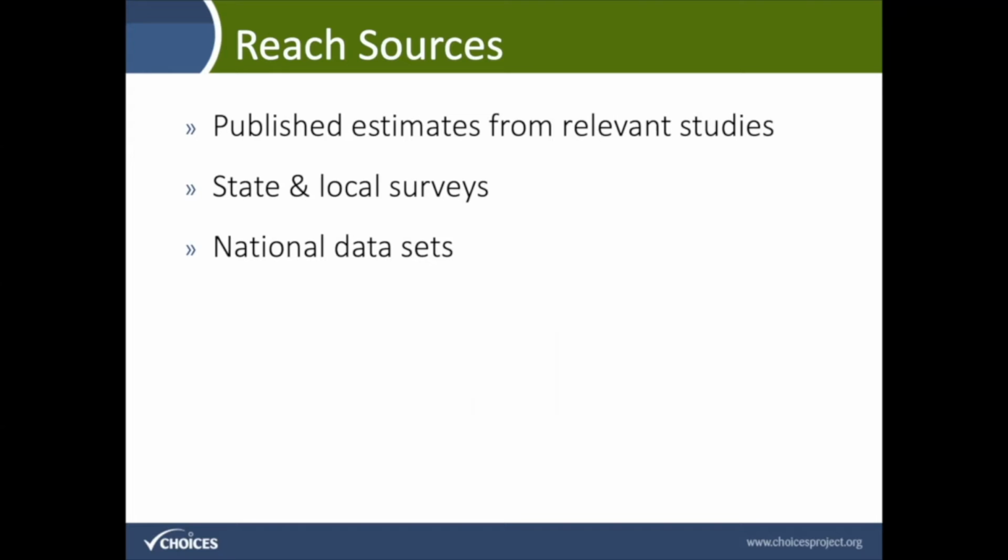For Choices REACH estimates, our data sources often come from relevant studies, state or local surveys, or national data sets, like the National Center for Education Statistics, which can provide us information on the number of students in each school district, or, for example, the American Community Survey, which can provide data on demographics or other population characteristics.